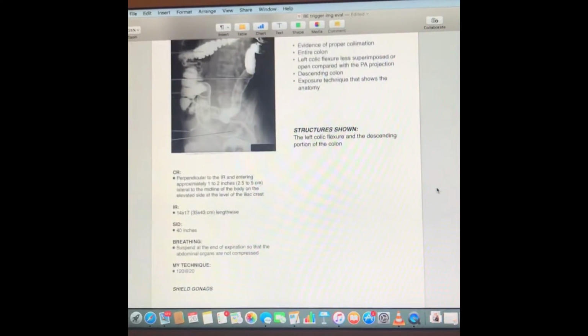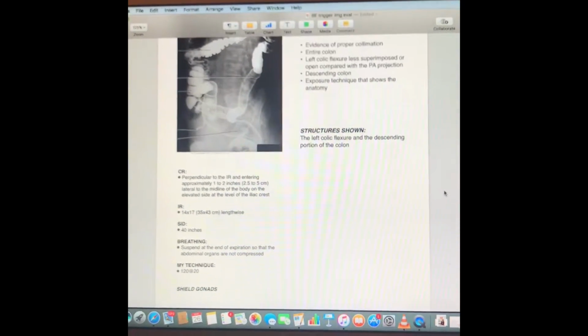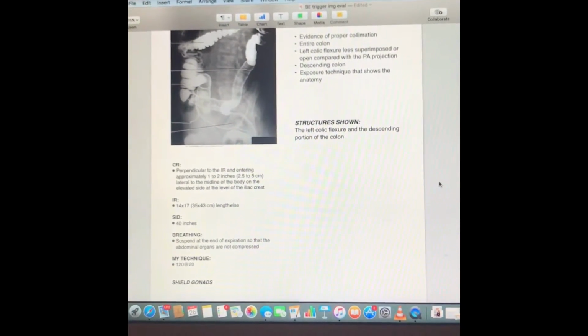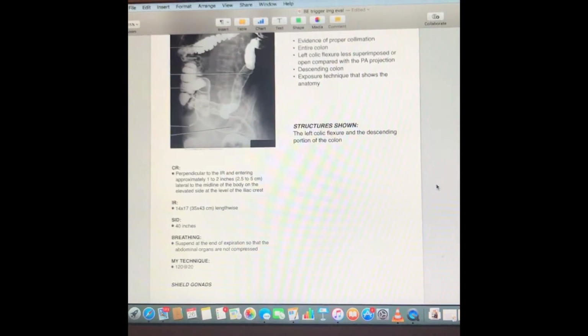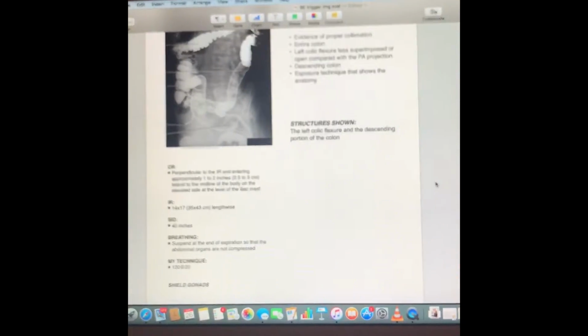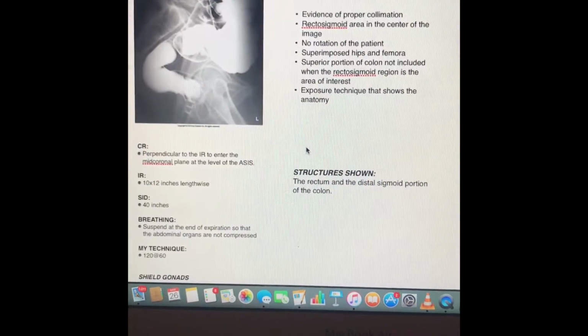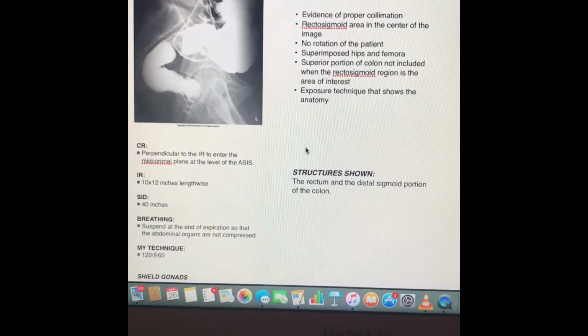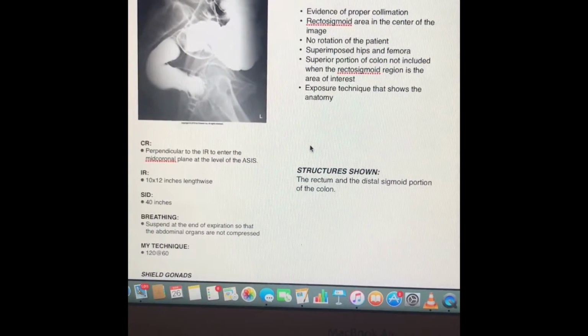IR is 14 by 17 inches lengthwise, SID 40 inches, breathing suspended at the end of expiration so that the abdominal organs are not compressed, and my technique was 120 at 20, and I shielded my patient. My next projection was lateral projection of the rectum, left position.